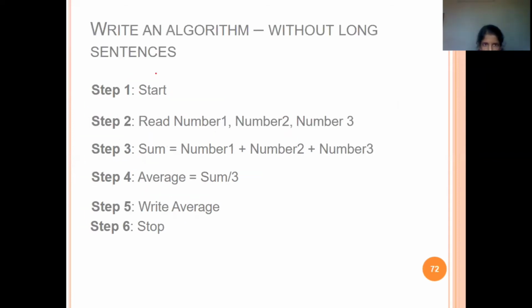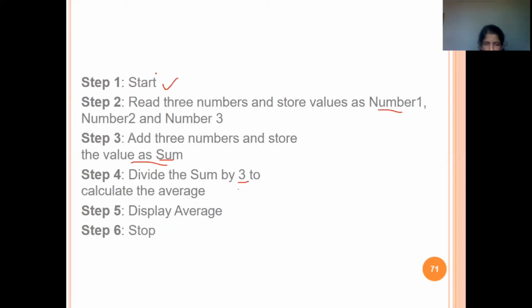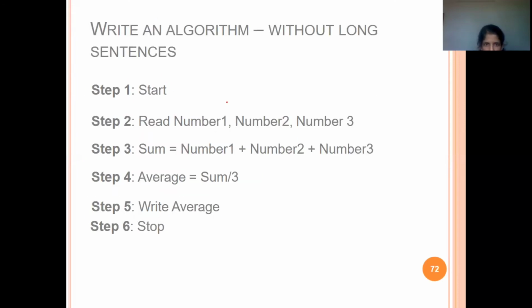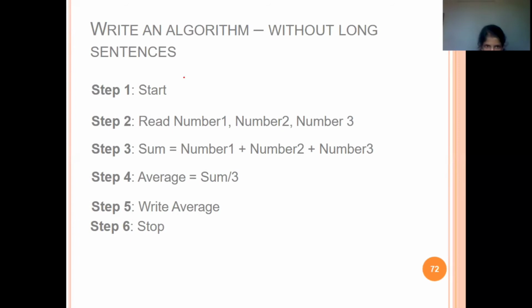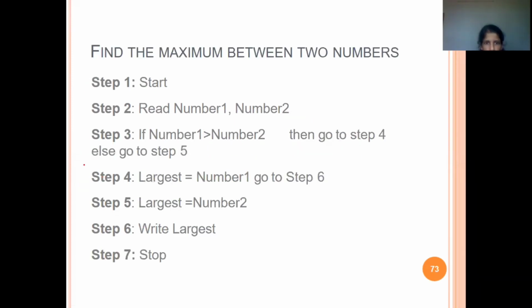Then without using long sentences like this, we can cut short into small statements. Statements without using long sentences, you can write like this also. So this same algorithm can be written like this one also. Start, then read number 1, number 2, number 3. Then sum is equal to number 1 plus number 2 plus number 3. Then average is equal to sum by 3. Write the average, stop. So likewise you can write the algorithm in a simple way without using the long sentences.